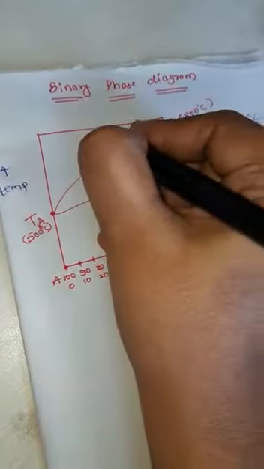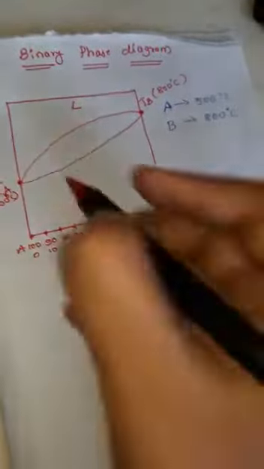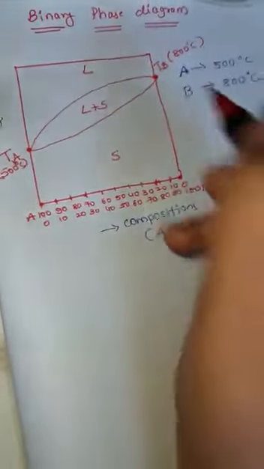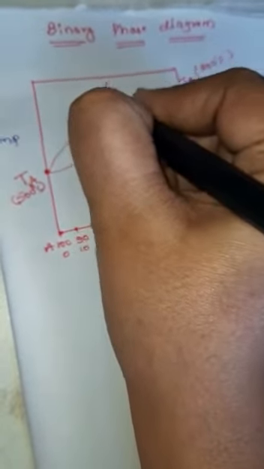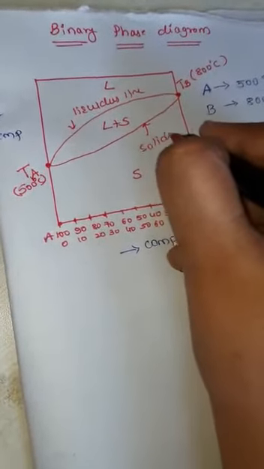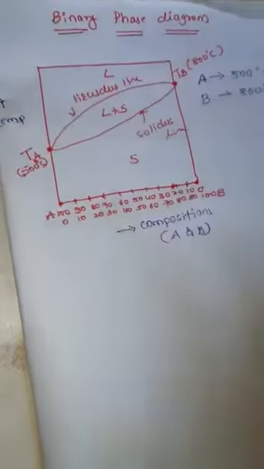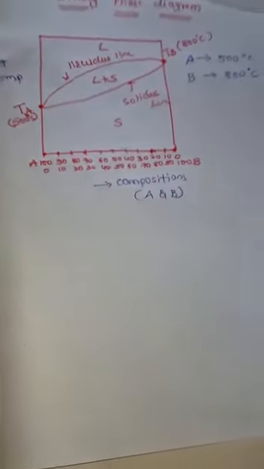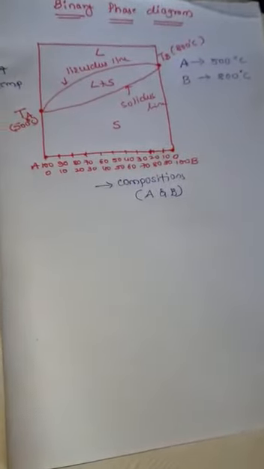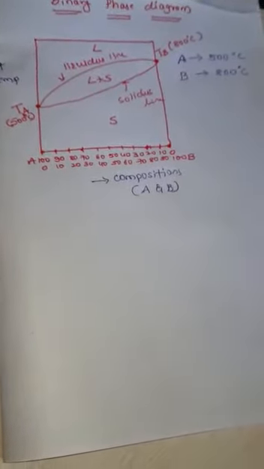This region is completely liquid phase, these are liquid plus solid regions, and this region is completely solid. This line we call the liquidus line, and this line we call the solidus line. So this is the binary phase diagram.